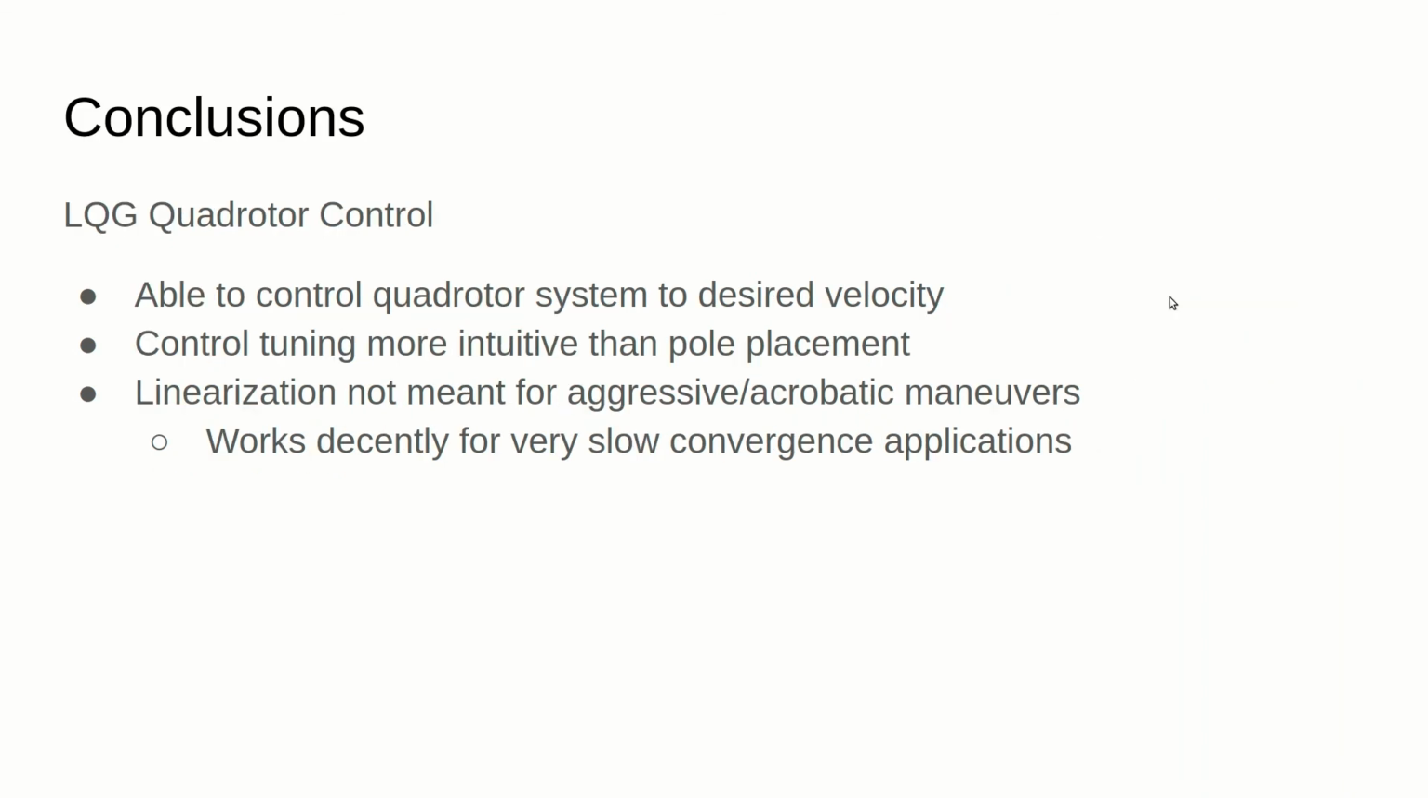Conclusions: the LQG controller was able to control the quadrotor to a desired velocity, which was really nice for visual servoing. The tuning was much more intuitive than trying to think about pole placement in a PID setting, through the LQR component of the LQG controller. And the linearization really isn't meant to be aggressive. It's not meant to do acrobatic maneuvers, and it works decently for very slow convergent applications, but I wouldn't use it for much beyond that.